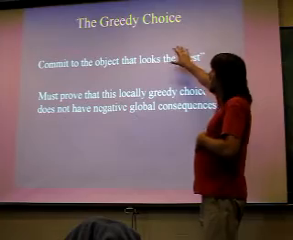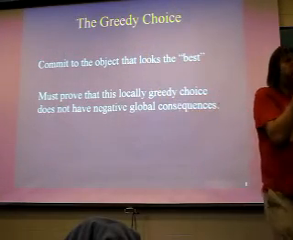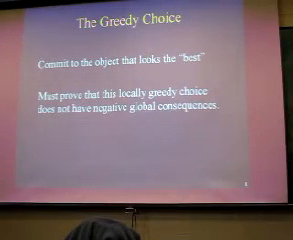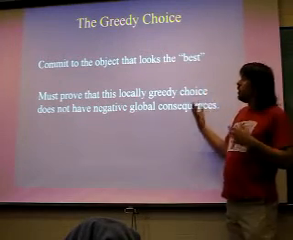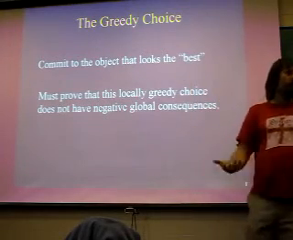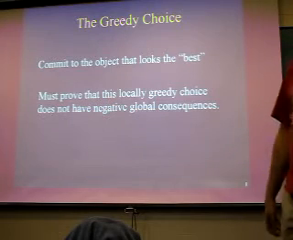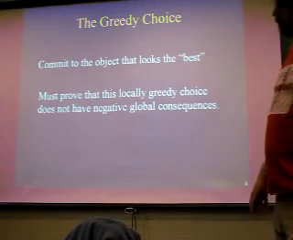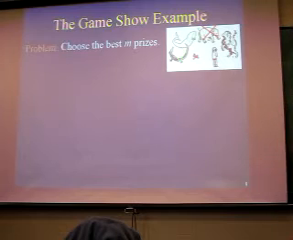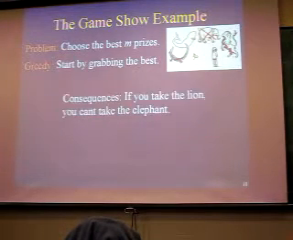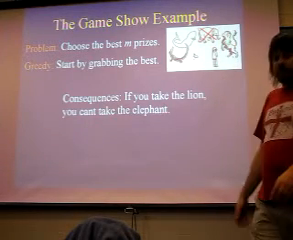Right. So the easy part is to locally decide which object looks the best, right? What's hard is to know the global negative consequences of doing that. That's hard. People kind of follow what I'm saying here? All right, so the problem is to choose the best price. We grab the lion. If you take the lion, you can't take the elephant, right?